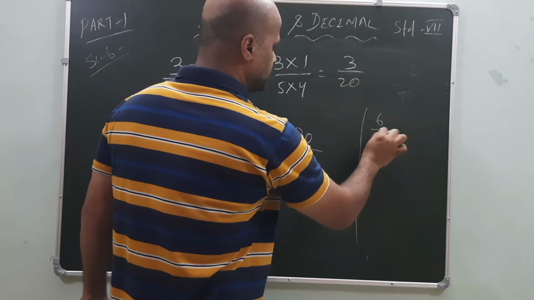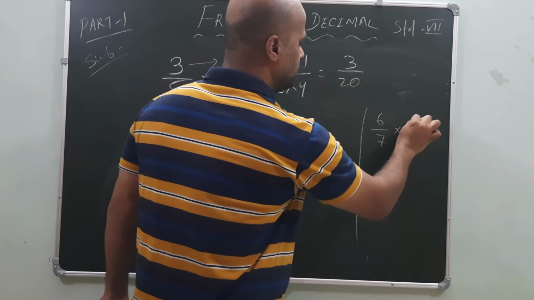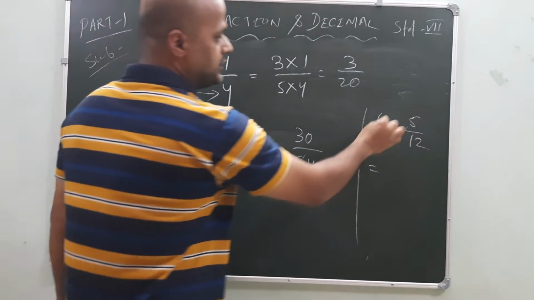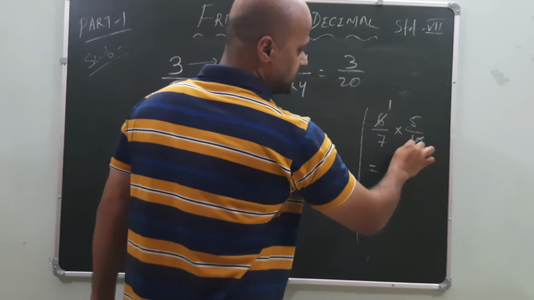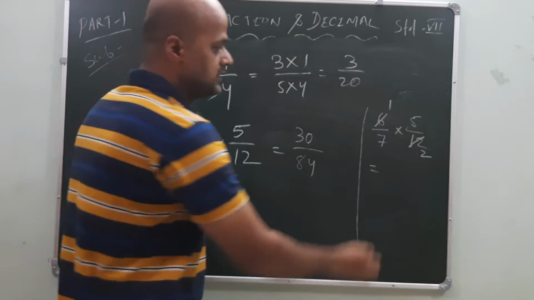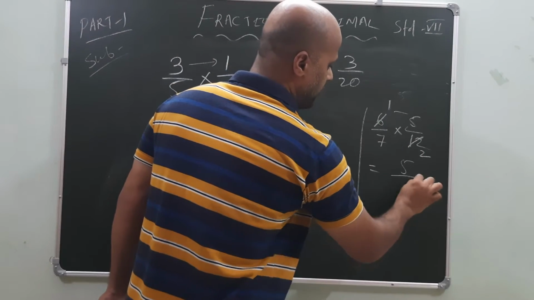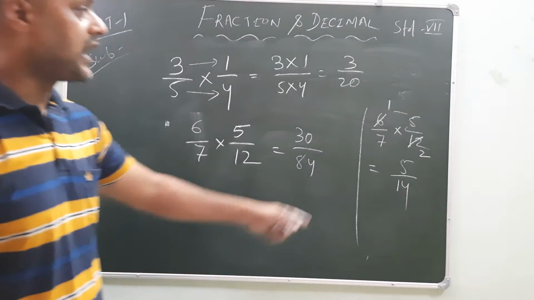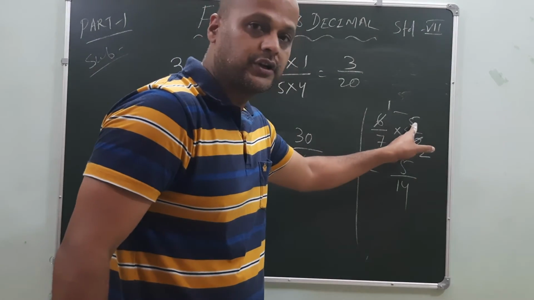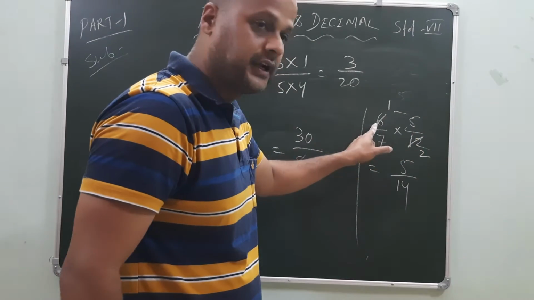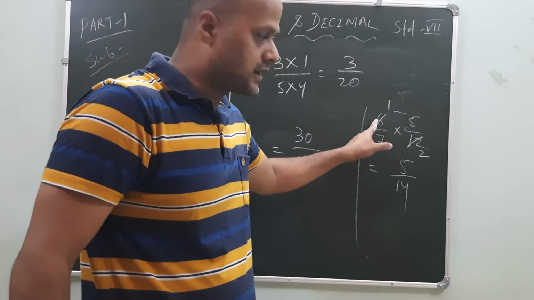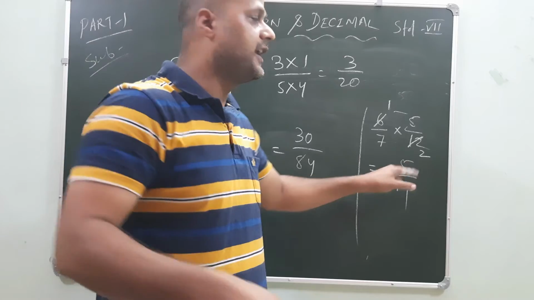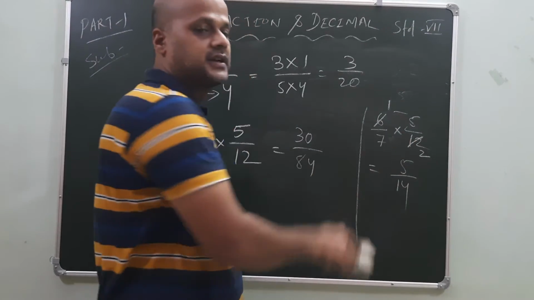Or 6 by 7 into 5 by 12 is equal to, another process I am telling you. 6 1s are 6, 6 2s are 12. Multiply this to 5 by 14. In this manner you can do it. You can't cut numerator with numerator. No, you have to cut the numerator of the first fraction with the denominator of the other fraction, in the case of multiplication.